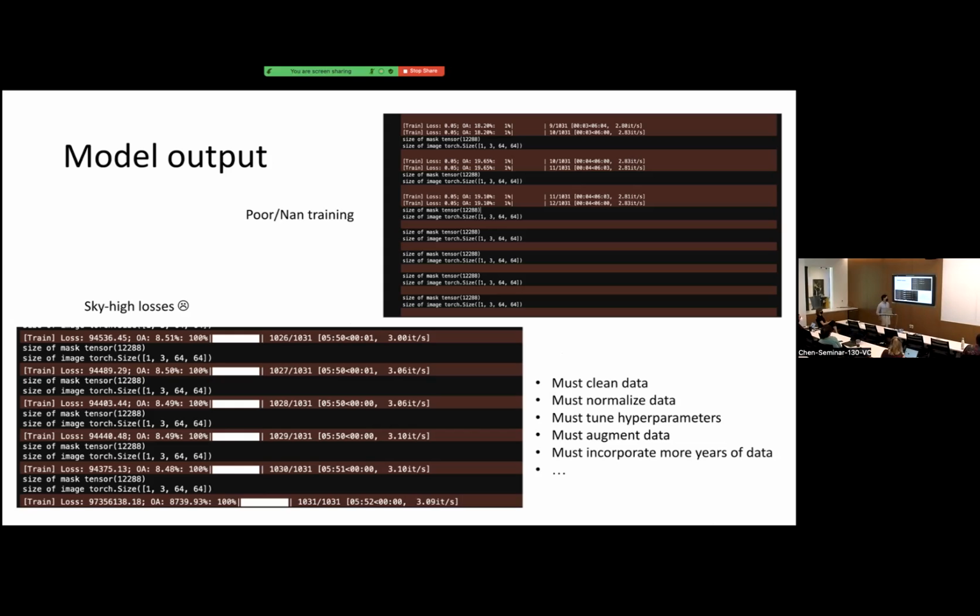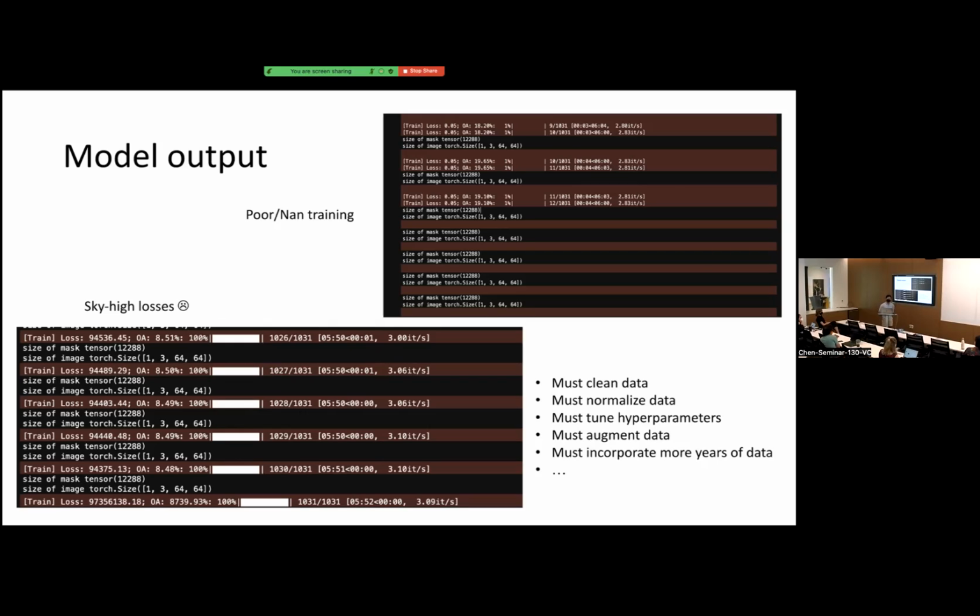Luckily, I know exactly what maybe went wrong. I do need to do quite a bit of data cleaning. It turned out yesterday that I wasn't normalizing my data correctly. Also, I'm looking forward to incorporating hyperparameters and data augmentations.